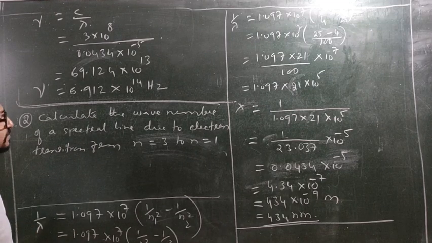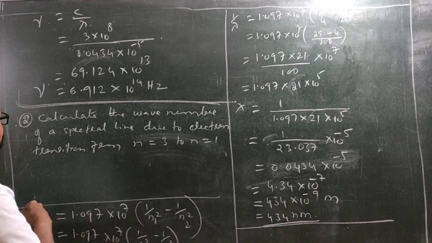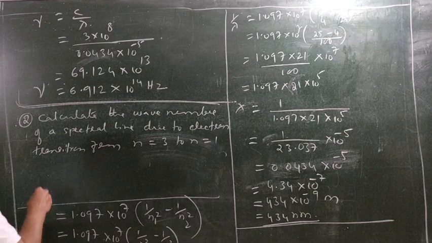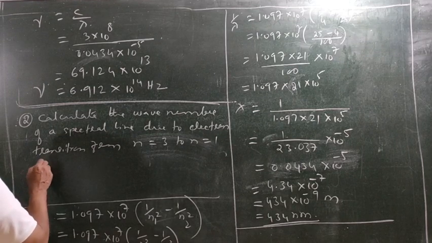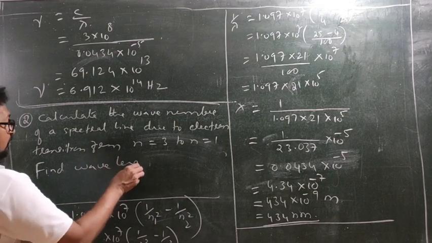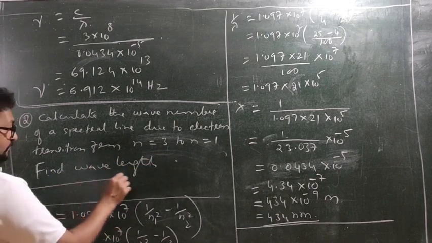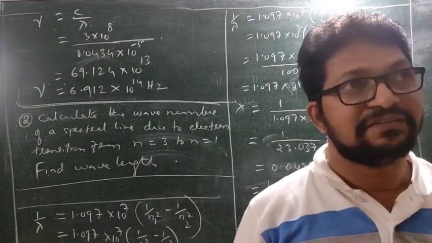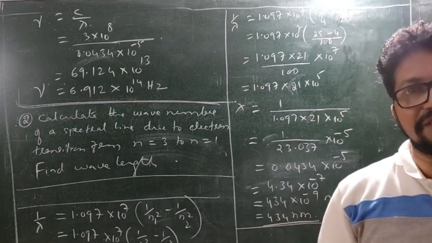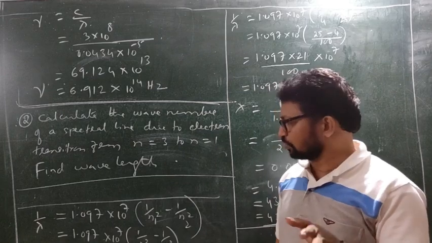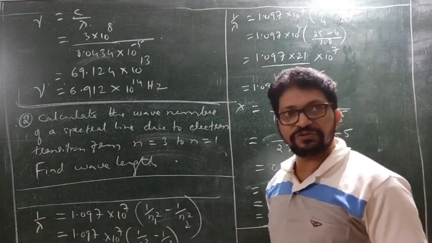Calculate the wave number of a spectral line due to electron transition from n equal to 3 to n equal to 1. If you want, you can also find the wavelength. First you find the wavelength, then you find the wave number. Remember, this will be in the ultraviolet region, so the wavelength is less than 450. Remember, you may get 300 Angstrom. So you do this, unless you do it, you will not understand.